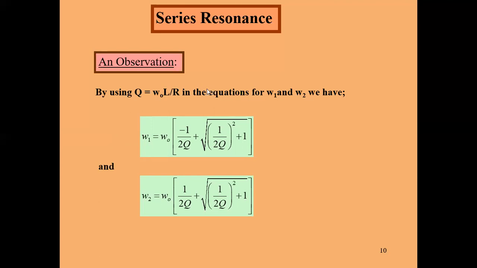Or by using that Q factor in the LC circuit, because here Q is nothing but omega L divided by R. If we put that value into the previous equations, from those equations we are also able to find the values of omega 1 and omega 2.